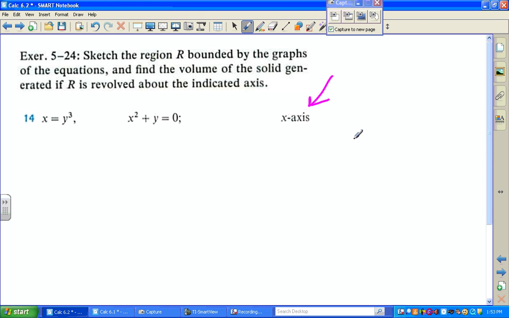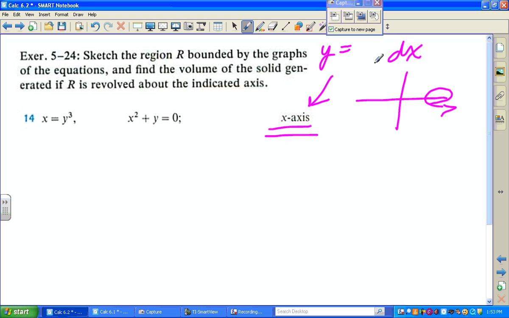X-axis. Anyway, x equals y cubed, x squared plus y equals 0, rotated about the x-axis. So, first of all, to graph it out, we can do either parametric or y equals. Now, since I have an x-axis, which way am I going to rotate the graph? Am I going to do a dx or dy integral? Dx. So I might as well do everything in terms of y equals since I'm going to do a dx integral anyway.